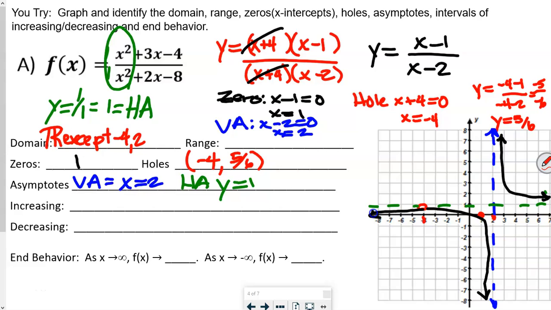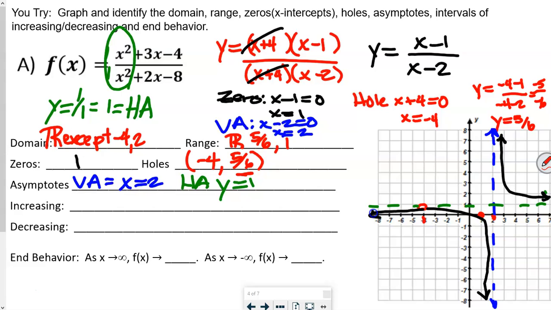Again, when we're looking at our range, we're looking at our holes and our horizontal asymptotes. So here, at our hole, we had 5/6. There it is right here. And then our horizontal asymptote is 1.